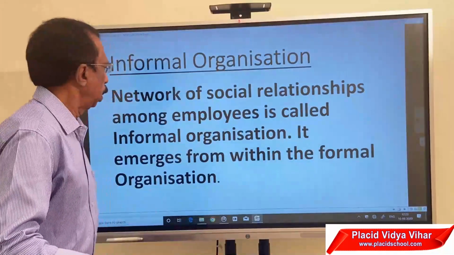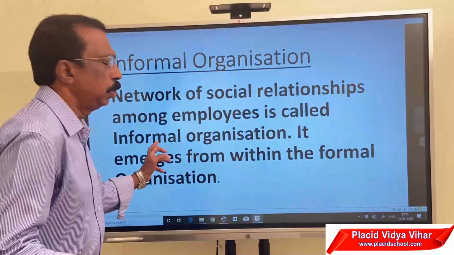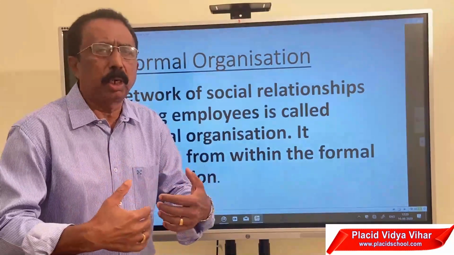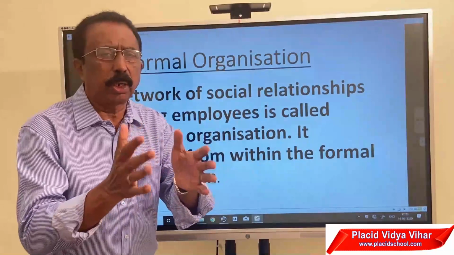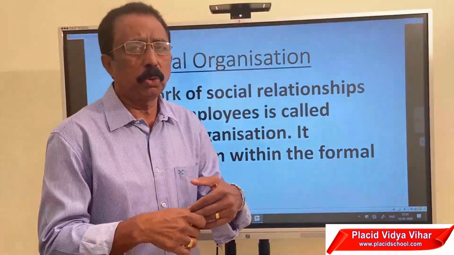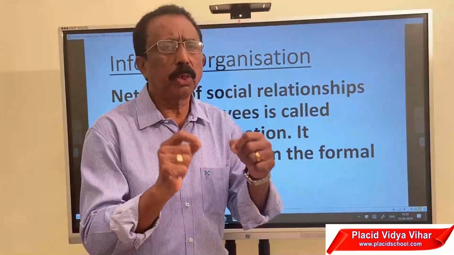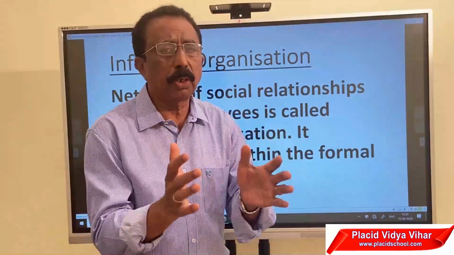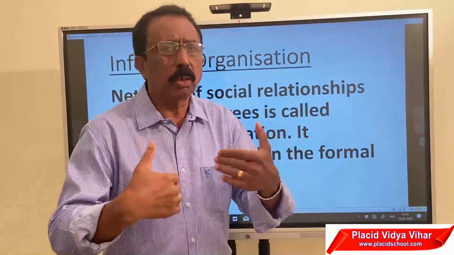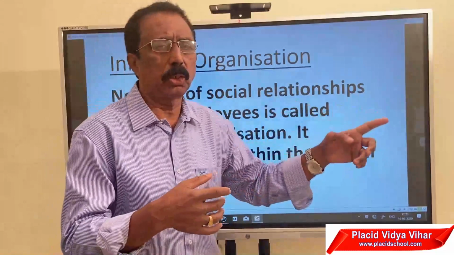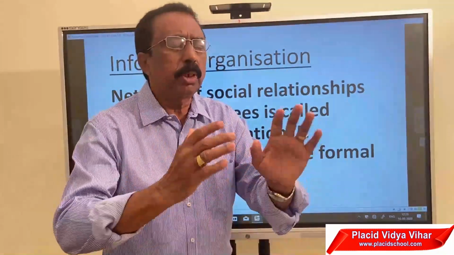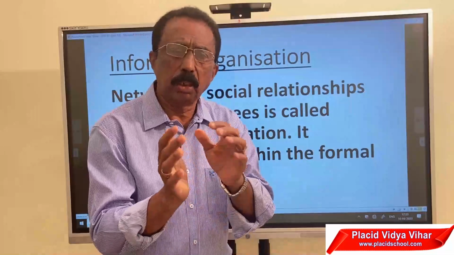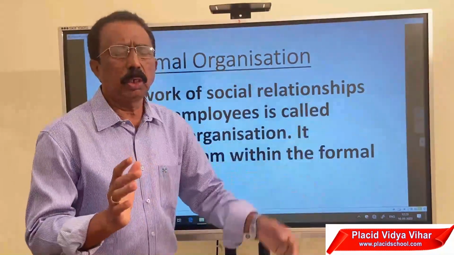So, network of social relationship among employees is called informal organization. It emerges. This informal organization is formed because of the relationship that is happening. A simple example I can say: when I came to Plaza Vidya Vihar, I knew only one or two teachers here. But now I know there are more than 150 teachers and staff. I know everybody. And I have seen some of them are having the same interest as me. So that is what is called social relationship. Even though there are so many people, I may become very close, or we have a very friendly relationship with some of the people. That kind of relationship is known as social relationship.